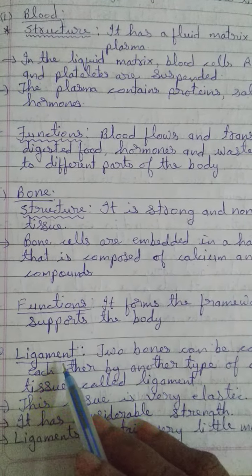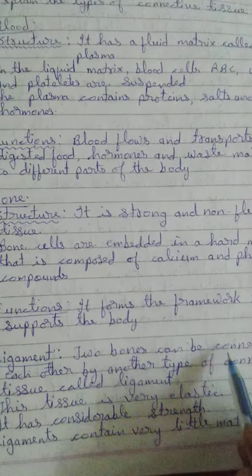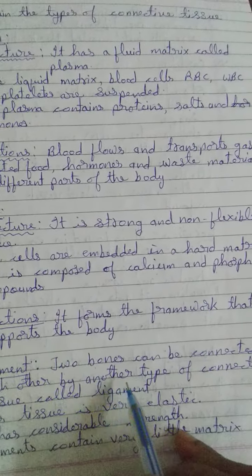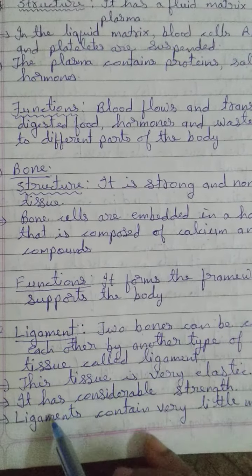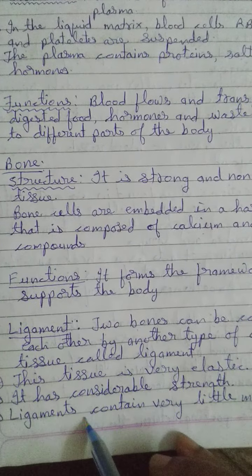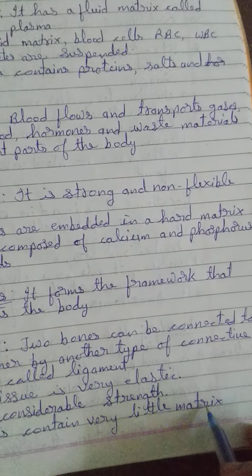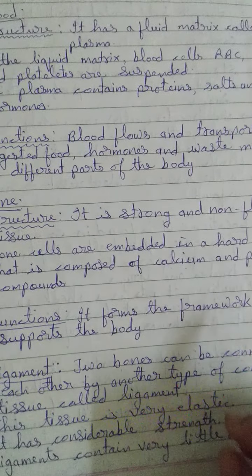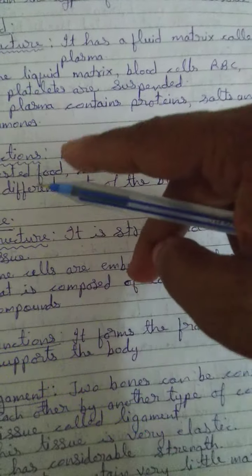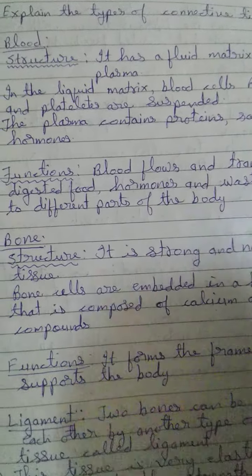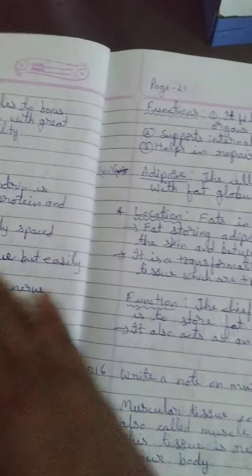The function of bone is that it forms the framework of the body and supports the body. Next one is ligament. Ligament is a connective tissue. It connects two bones, that is, two bones can be connected to each other by the connective tissue called ligament. This tissue is very elastic. It has considerable strength, but ligaments contain very little matrix. Suppose between your fingers the muscle is there. In that muscle, between the bones, the ligament is there. The ligament connects the two bones.